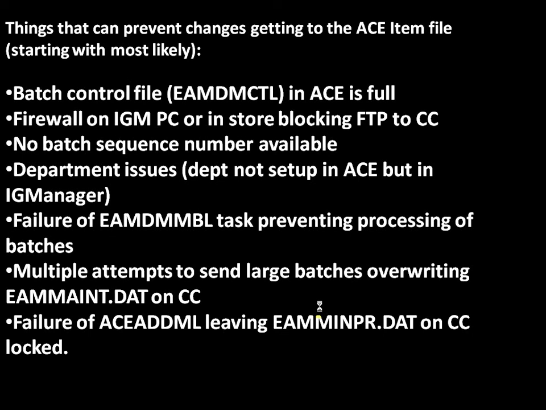EMDM, BBD, I think it's BBL, I think I spelled that wrong. Anyway, it's the background task that actually applies batches from the scheduler into the item file. If that crashes, then the scheduler can't continue adding more batches, and you end up stuck. Next one is sending large batches over top of each other. You could end up skipping over an EAM mate, which is the file we send.